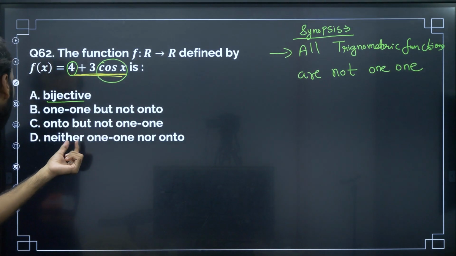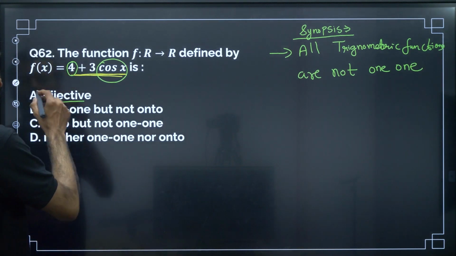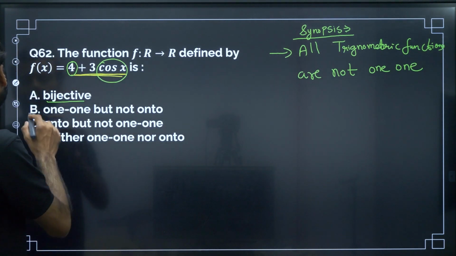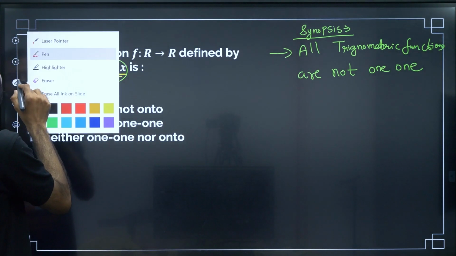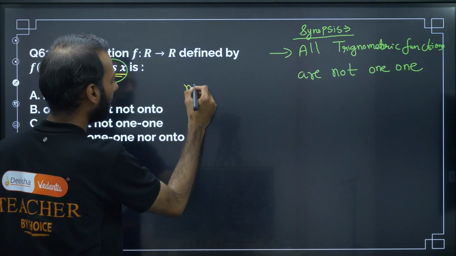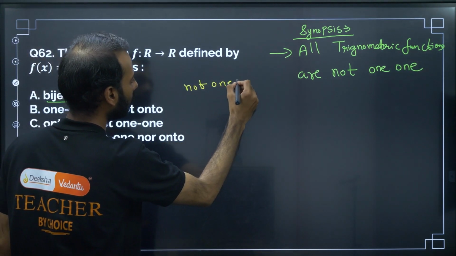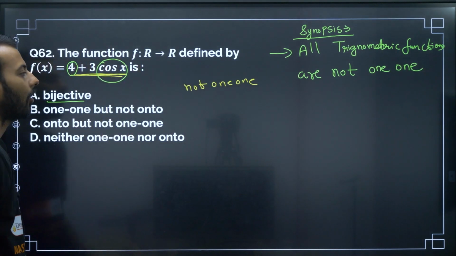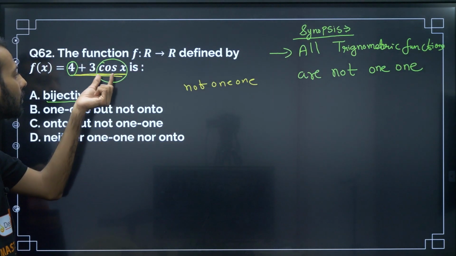Neither 1-1 nor onto. Okay, we have to check for onto also. Now for onto, see here this function is not 1-1 because trigonometric functions are many-1 functions. Many-1 means not 1-1 since it is a trigonometric function.